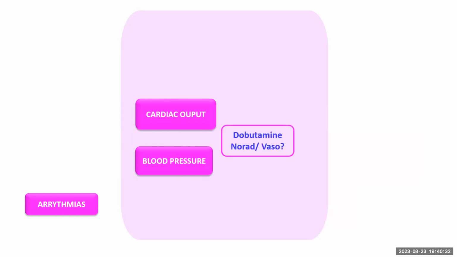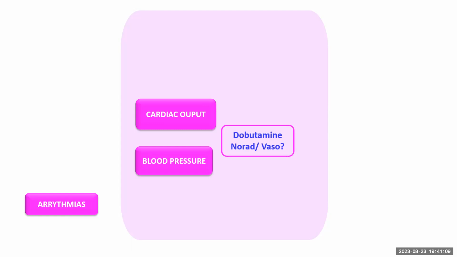Now, as far as cardiac output and blood pressure are concerned, it's very important both to improve the cardiac output and to maintain the blood pressure. The blood pressure is very important because the RV perfusion depends on the systemic blood pressure. If the blood pressure is low, the perfusion of the RV will decrease. And if the RV perfusion decreases, the oxygenation of the RV will decrease and the contraction will decrease, which will further worsen the situation. So at the same time, we have to increase the cardiac output.